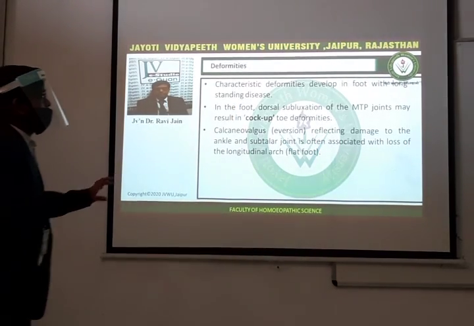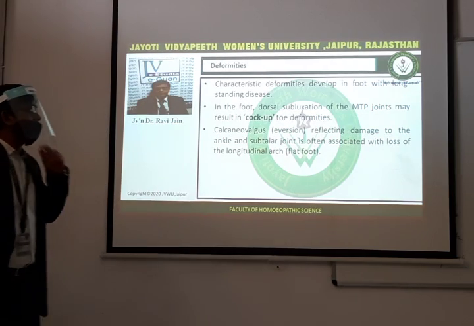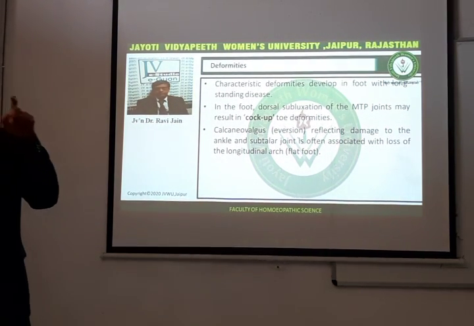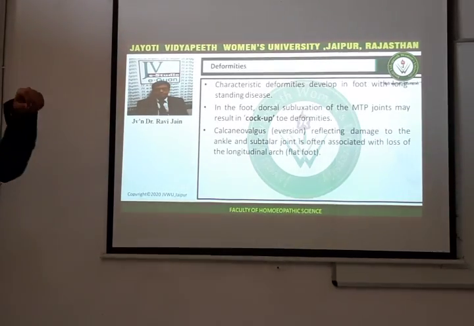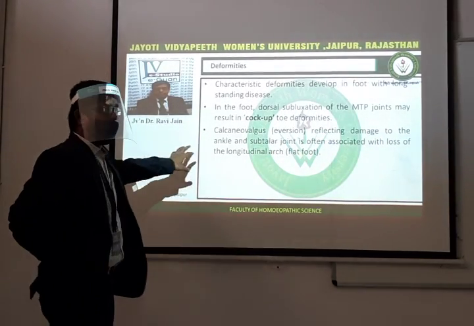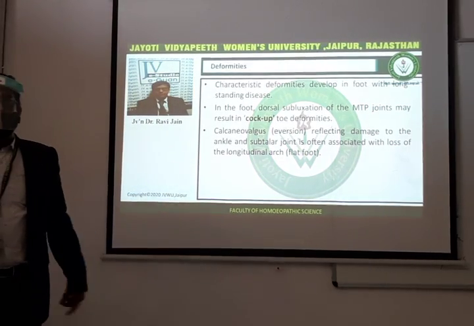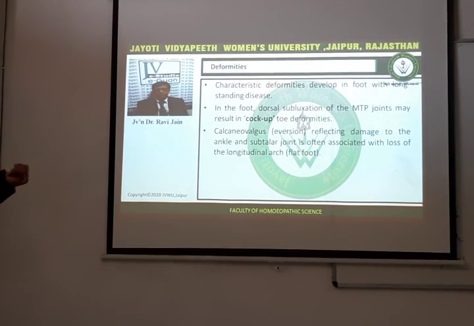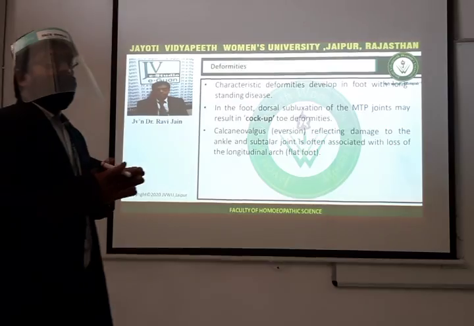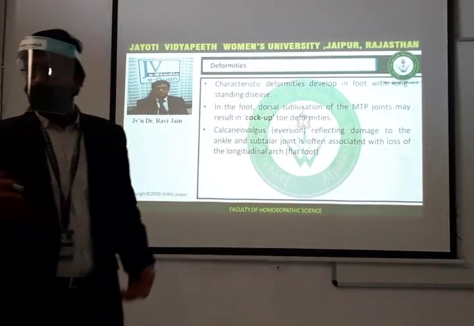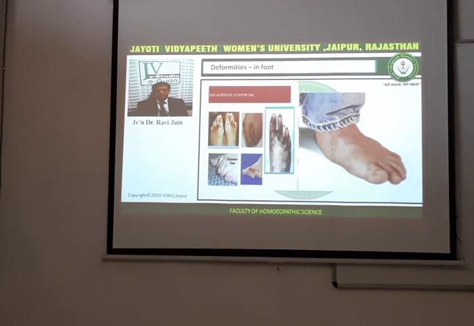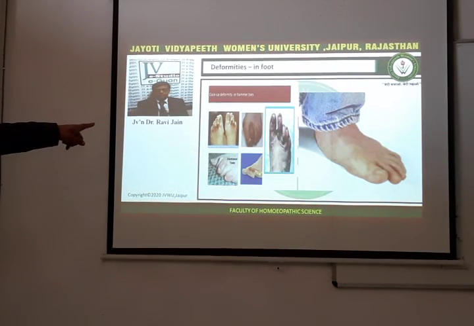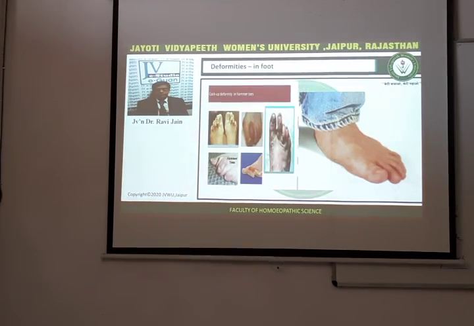Alright. So dorsal subluxation of the metatarsophalangeal joint may result in cock-up toe deformity. Like a cock's head, this deformity is therefore known as cock-up deformity, and it comes along with a flat foot, calcaneovalgus eversion, reflecting damage to the ankle. This is the revision of the previous thing, leading to the development of flat foot in the individual. We have discussed the deformities of the hand and of the foot. This is flat foot. You can easily recognize the flat foot.